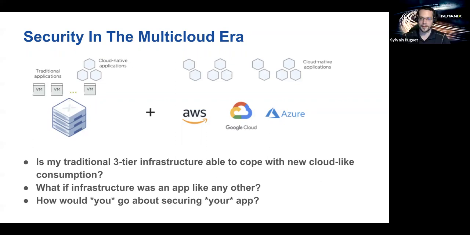Absolutely. I see one question coming up. The question, and I'll read it out loud, is what do you feel about security of cloud infrastructure moving towards on-prem? Example, Azure Arc or AWS Outposts?